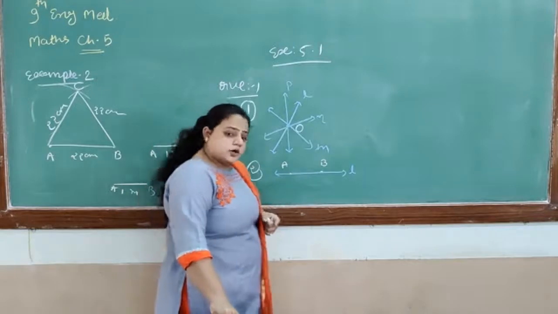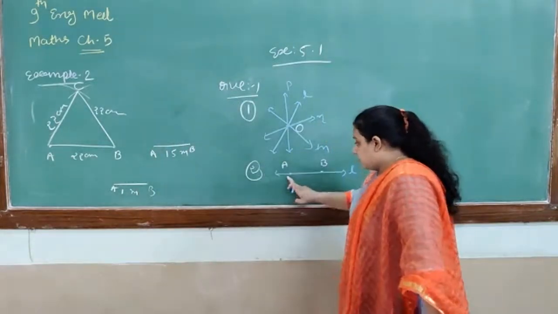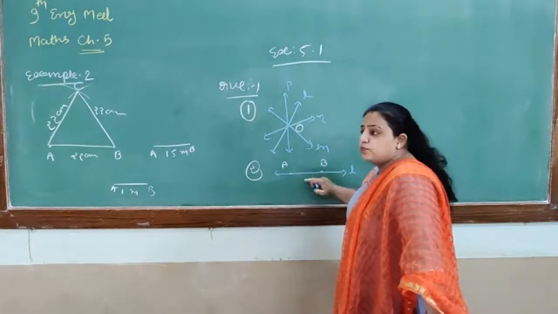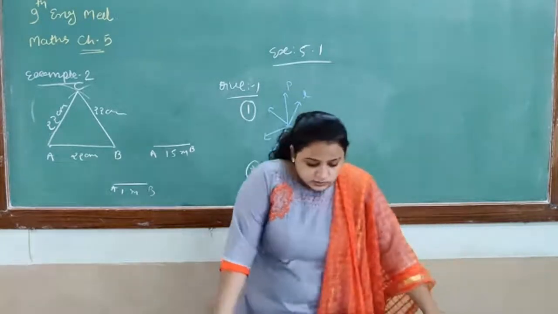So this is wrong. This is the reason why: if you try to form a line from the same points, you will get the same line. There is no other line.